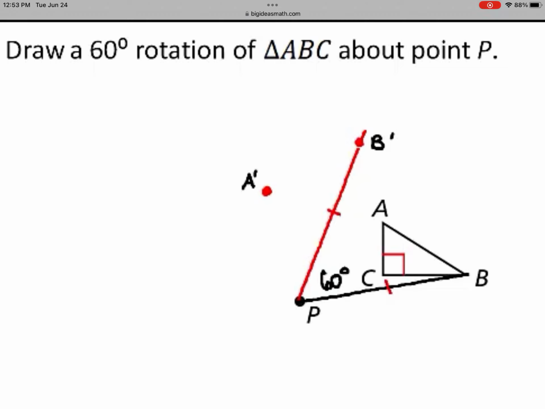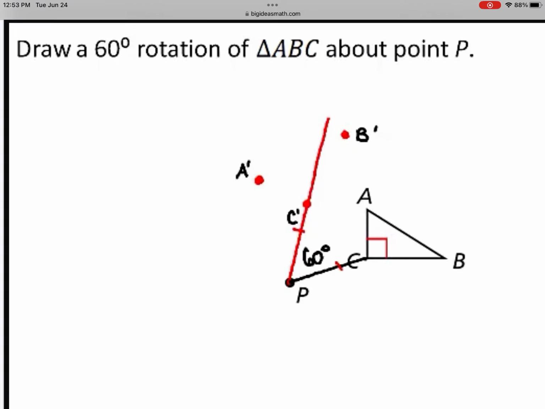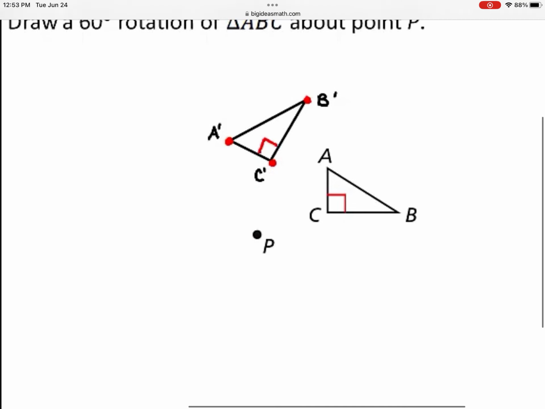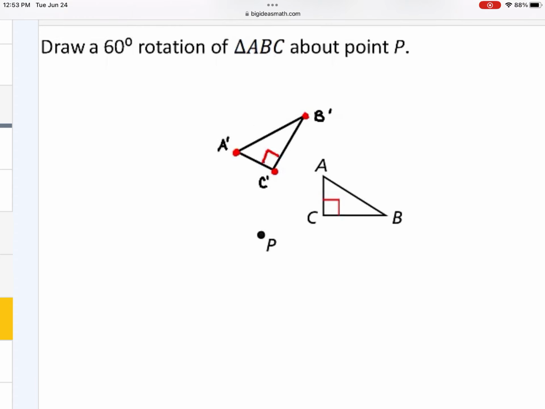Then repeat this process again for point C. Draw a segment from P to C. Then use a protractor to draw a ray to form a 60-degree angle with segment PC. Next, draw C' along this ray so that PC' equals PC. Then draw a triangle A'B'C', which is a 60-degree rotation of triangle ABC about point P.